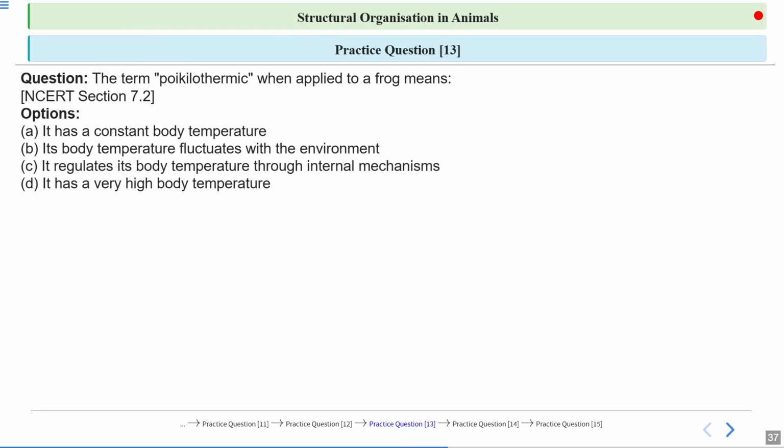Next question. The term poikilothermic when applied to a frog means NCERT section 7.2. The question is coming from there. And the options are A. It has a constant body temperature. B. Its body temperature fluctuates with the environment. C. It regulates its body temperature to the internal mechanism. And D. It has a very high body temperature. Okay, let's move to the answer part of this question.